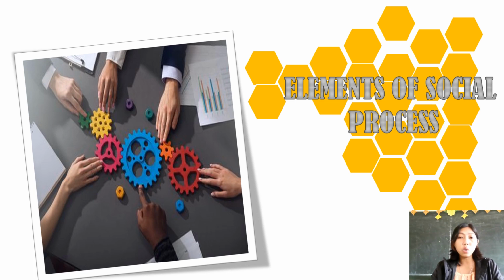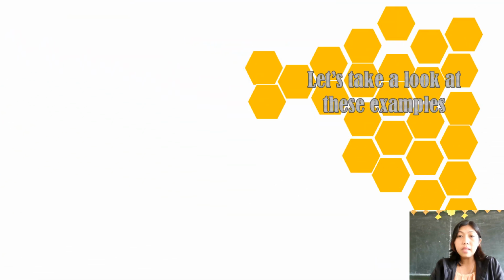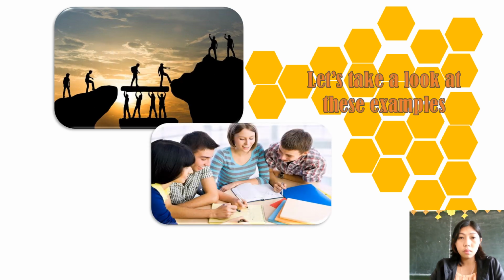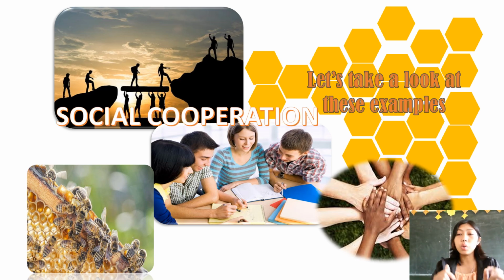Here are the elements of social process. Let's take a look at these examples. These are called social cooperation. As you look at the pictures, in the first one they are working together to step up, to reach the top of the place that they want to go to. They are helping each other just to achieve their goal.